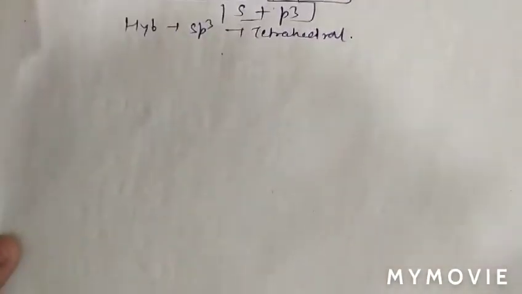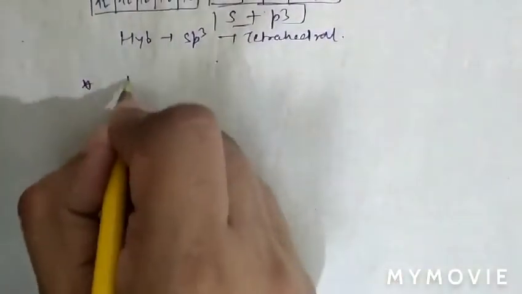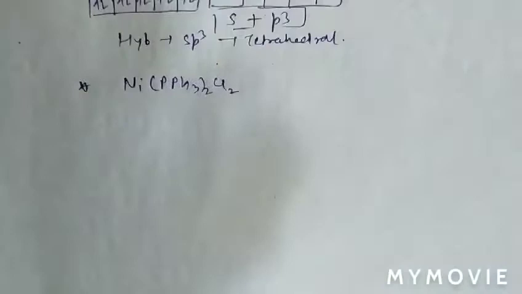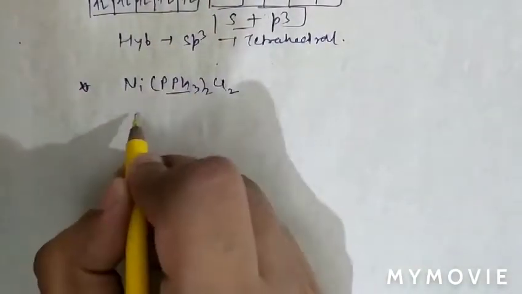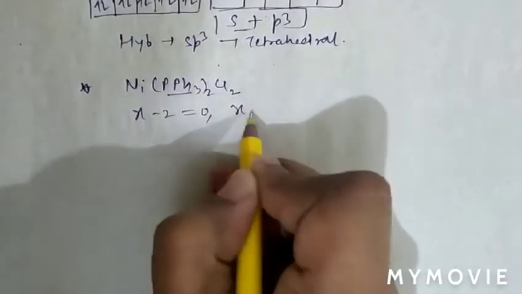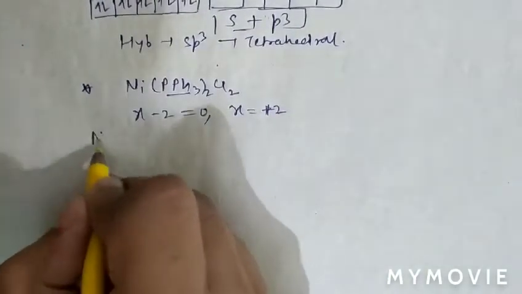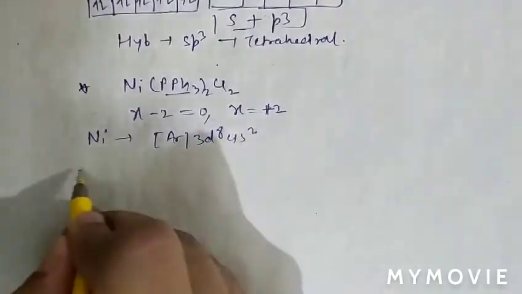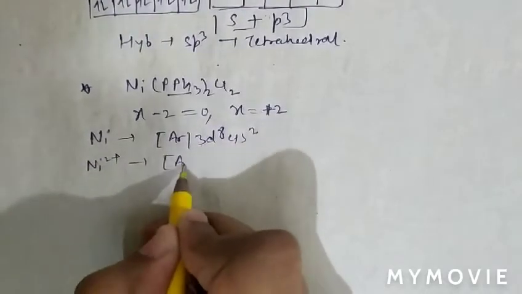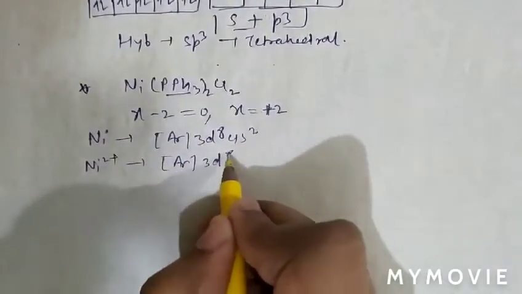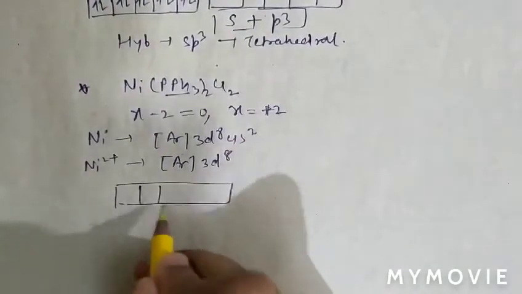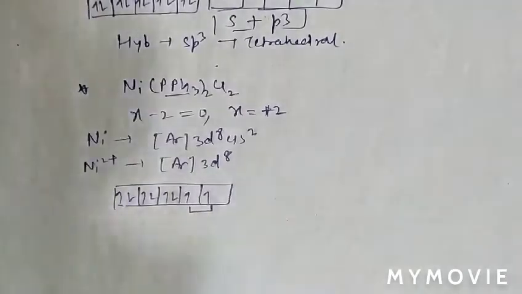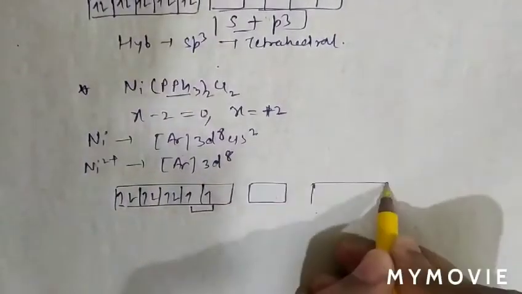Similarly, we can see another compound which is given here, which is Ni(PPh3)2Cl2. We can see that the charge on this compound is 0 here, so x minus 2 will be 0, so x will be plus 2. As the configuration of nickel is argon 3d8 4s2, Ni2+ will be argon 3d8 only. Now fill the d orbital 1 2 3 4 5, 1 2 3 4 5 6 7 8. So there are 2 electrons unpaired, so 4s and 4p.